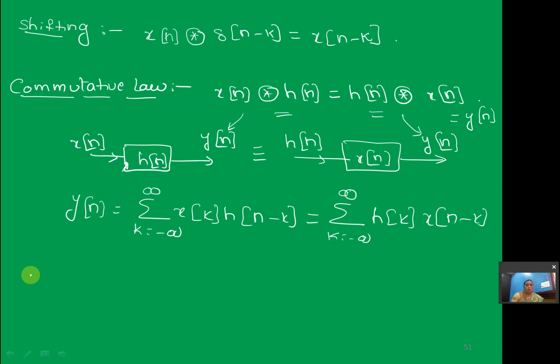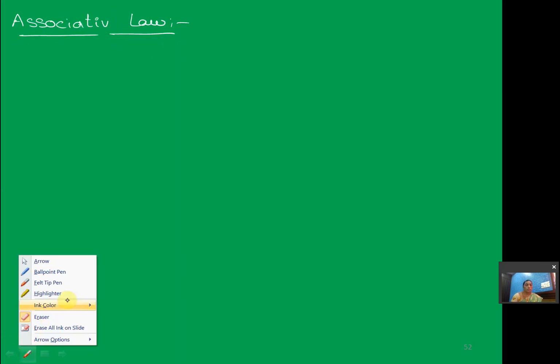Okay, now coming to another property, the associative law. What is the associative law? Actually, A into BC is equal to AB into C, like that. Like that here also. The operator is the convolution operator. In place of a particular operator like product or sum, here you just use the convolution operator.